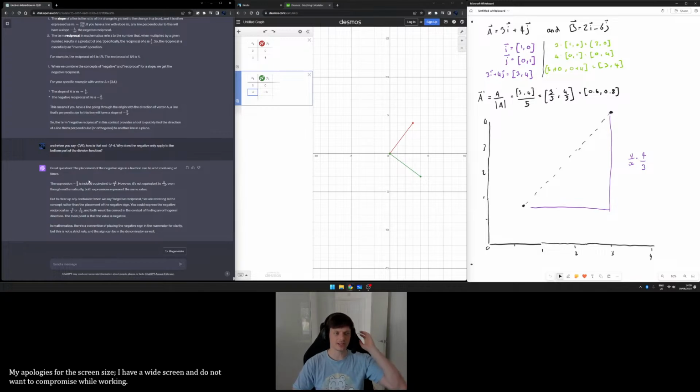So the expression negative 3 over 4 is indeed equivalent to 3 over negative 4. However, it's not equivalent to 3 over 4. Even though these are mathematically basic expressions, to clear up any confusion, when we say negative reciprocal, we are referring to the concept rather than the placement of the negative sign. You could express the negative reciprocal as negative 3 over 4, or 3 over negative 4, and both would be correct in the context of finding the orthogonal direction. The main point is that the value is negative. In mathematics, there's a convention of placing the negative sign in the numerator for clarity, but this is not a strict rule, and the sign can be in the denominator as well.